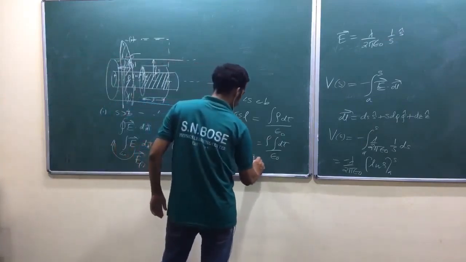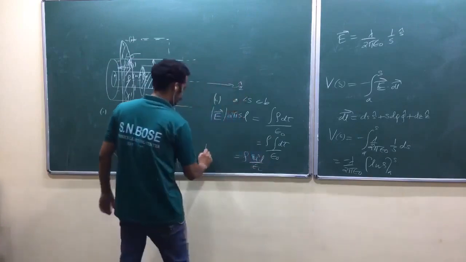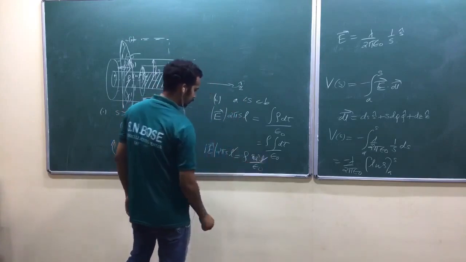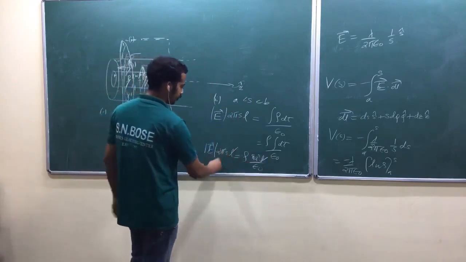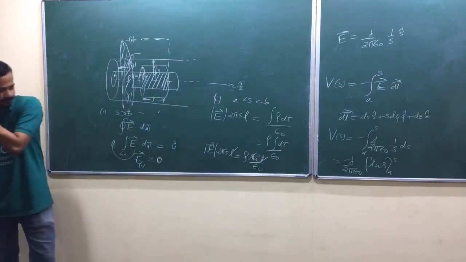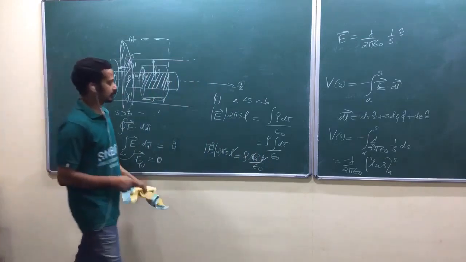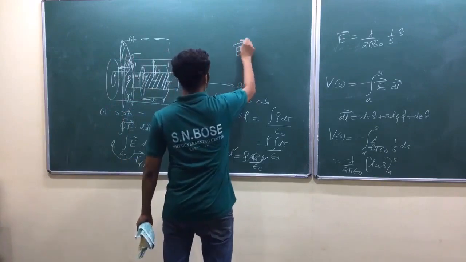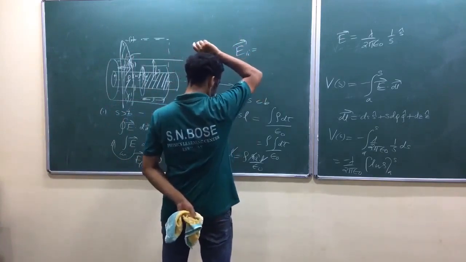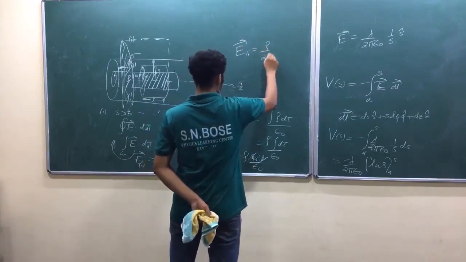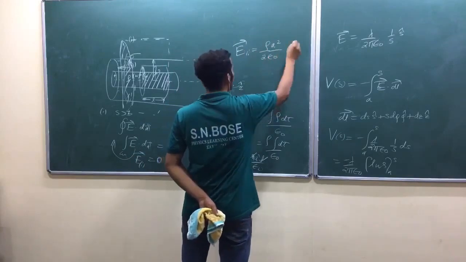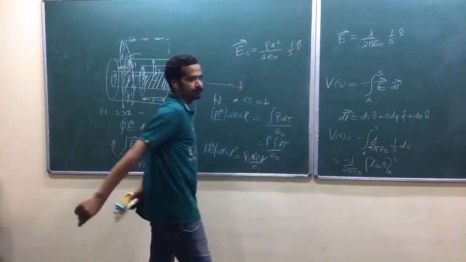Pi a square into L by epsilon naught equals mod of E into 2 pi S L. So pi also got cancelled. What is this one? Electric field in the second region will be equal to rho a square by 2 epsilon naught, 1 by S, into S cap. Am I right?